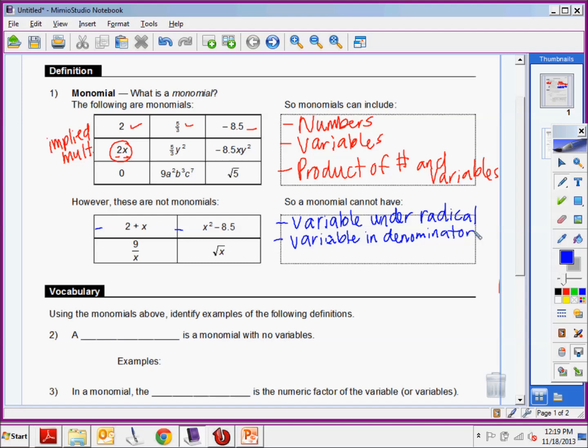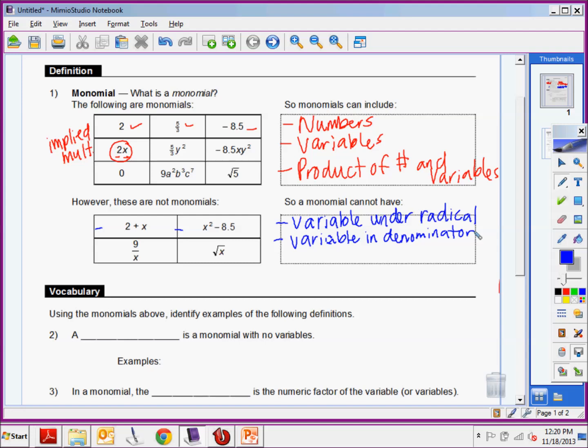If I have a variable in the denominator, what kind of function is that? Rational. If I have a variable in the denominator, what kind of function is this? A rational.